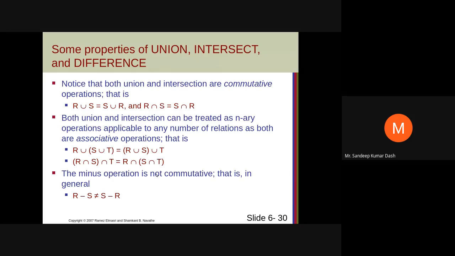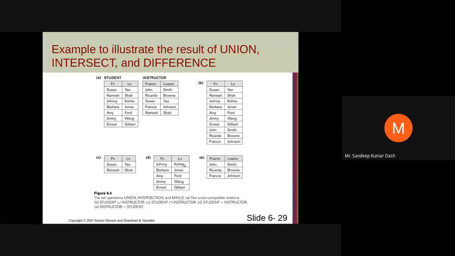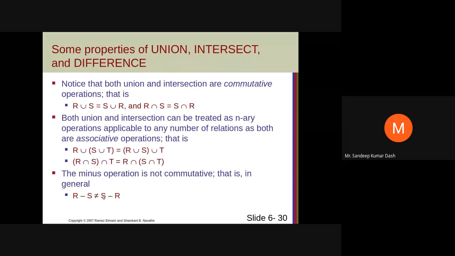But the minus operation is not commutative, because you see here you got two different results. This is R minus S, this is S minus R. Here there are 5 rows, here there are 3 rows. This is not the same. But student union instructor will be the same as instructor union student, and student intersection instructor will be the same as instructor intersection student. But when it is set difference, the results are not the same.